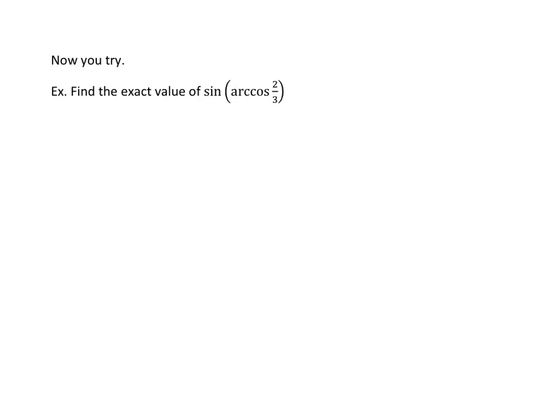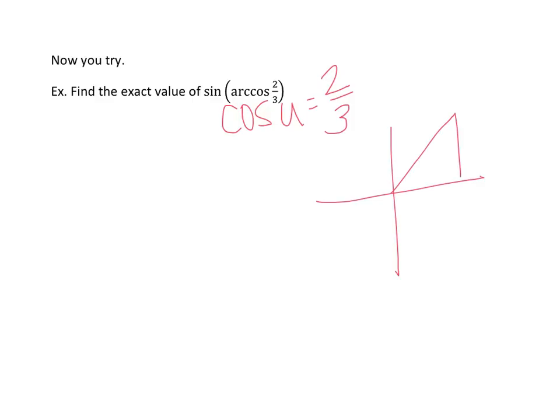Okay, this one try again before we go on. This means that cosine of an angle u equals 2/3. It's positive. I'm going to be in quadrant 1. Adjacent over hypotenuse. Now I need to find the missing side. 9 minus 4, so this is radical 5. And then I need the sine of this angle, so radical 5 over 2.